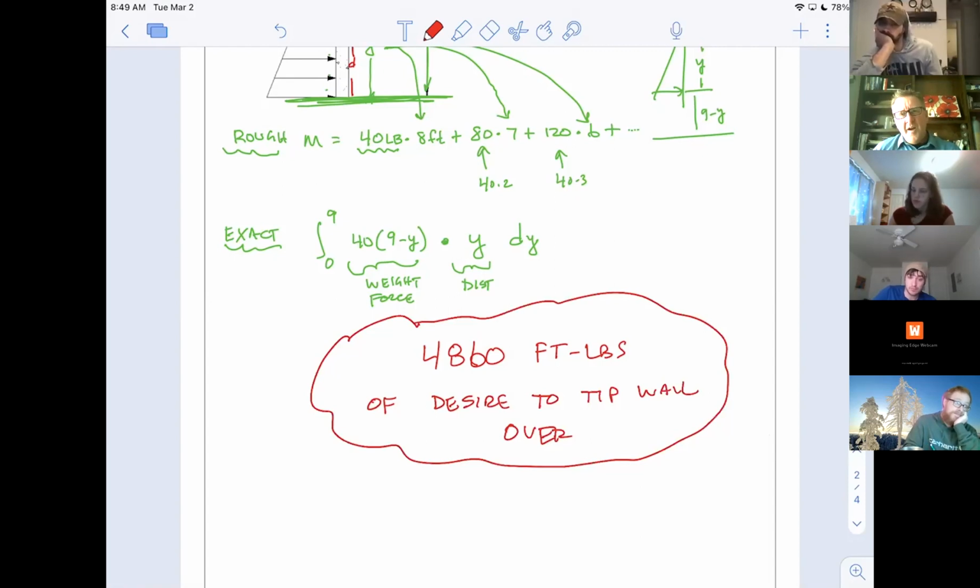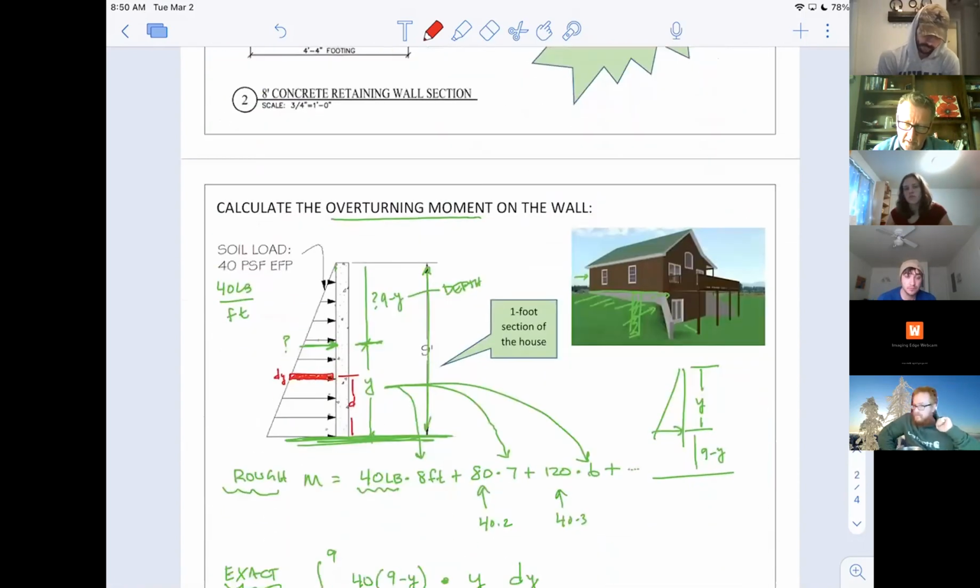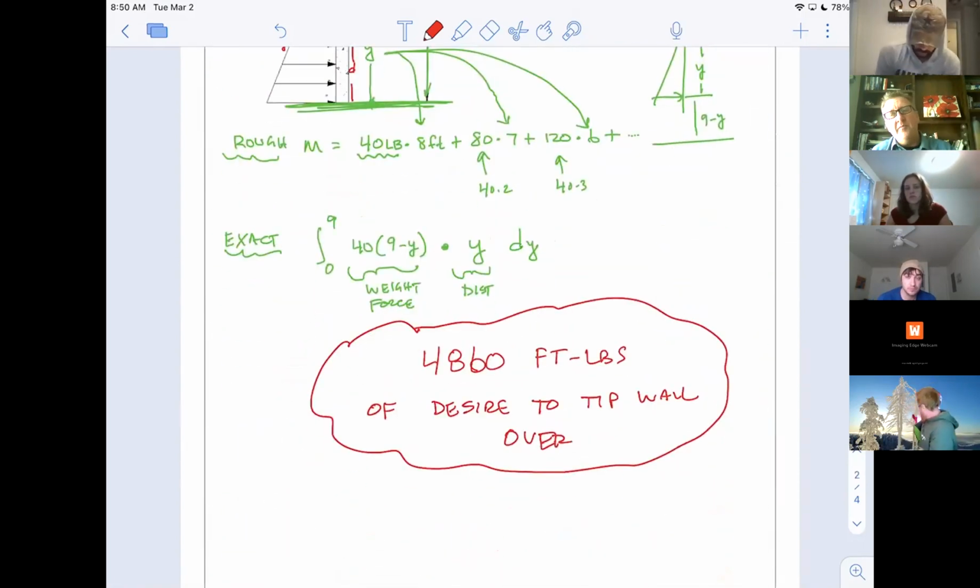Now, of course, as a non-engineer, and as I've never seen this application before, that number doesn't mean much to you. If it had been 40,000 or 480,000, how badly does that want to tip over? It's just a number. But the important thing is that number represents the desire the wall has to tip over. That's what torque means. In the example I mentioned before with the little box that I drew up here, how badly does the box want to tip over if you push on it? An engineer's job is to not let stuff tip over.